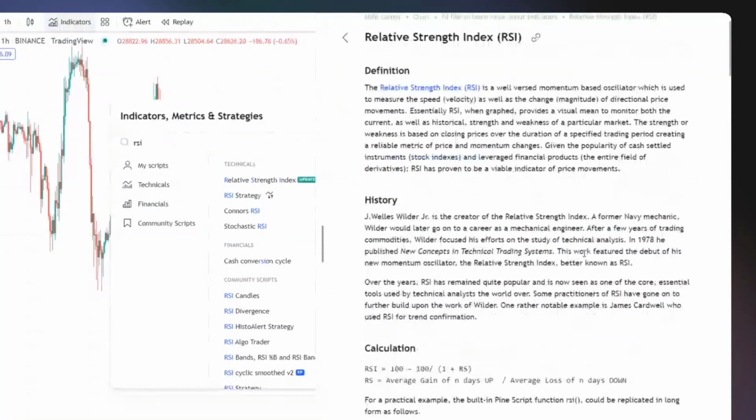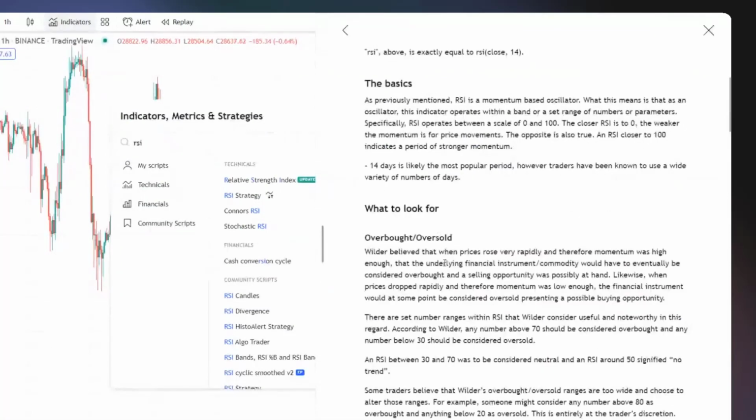So what we are going to be looking at over here is what to look for. Now that is overbought and oversold. So when prices rise very rapidly, momentum was high enough that, when we're looking at all the historical data, sometimes it would break through that and be above that. It would break through the historical mean, should we say.